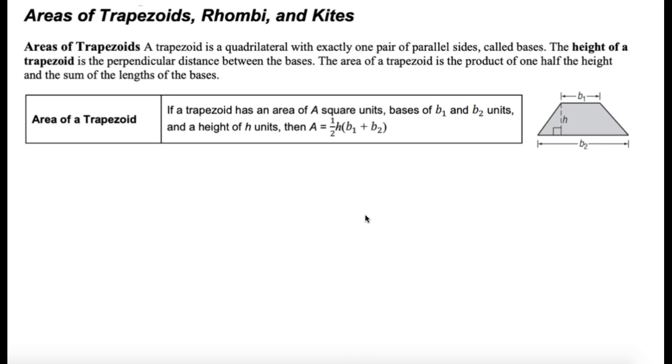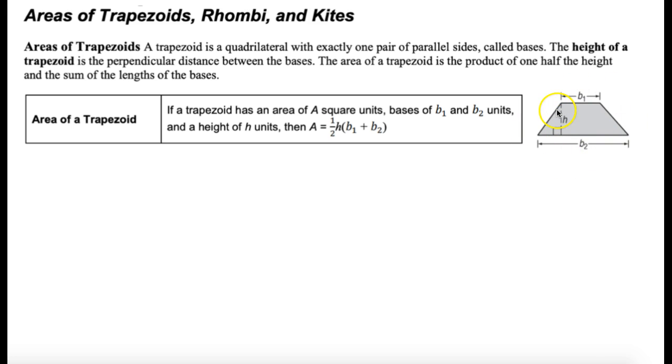All right, in this video, we're going to take a look at the area of trapezoids. So first, let's recall our definition of a trapezoid that we talked about a few chapters ago. A trapezoid is just any quadrilateral with one pair of parallel sides. Those parallel sides are called the bases. Then we call the height the distance between those bases.